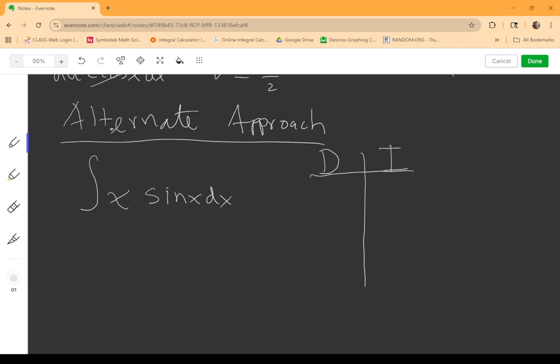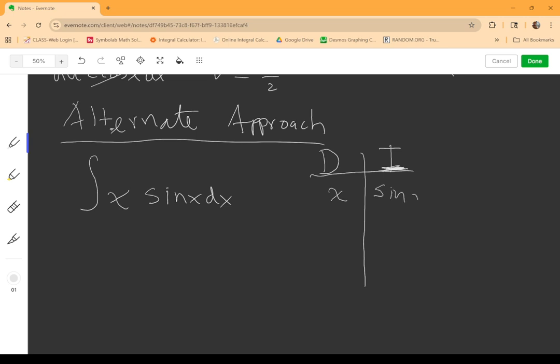I set up two columns with D and I. The D stands for differentiate, and the I stands for integrate. I split up this function: I want to take the derivative of one function, and I want to integrate the other one. And again, the choice that I make here is going to matter.